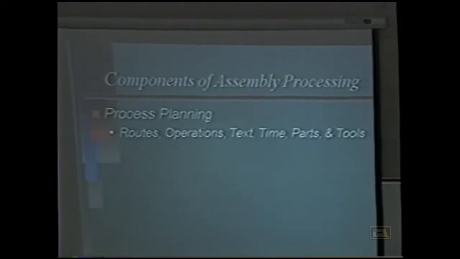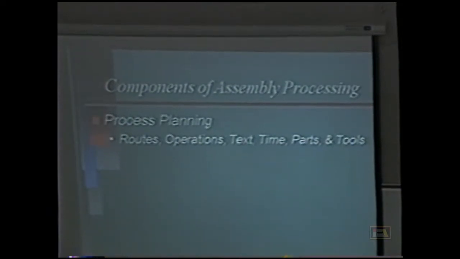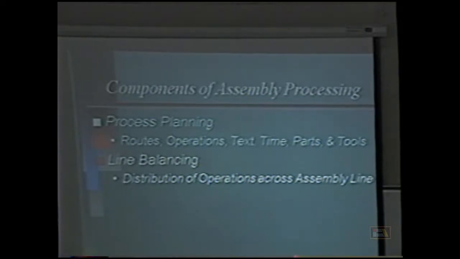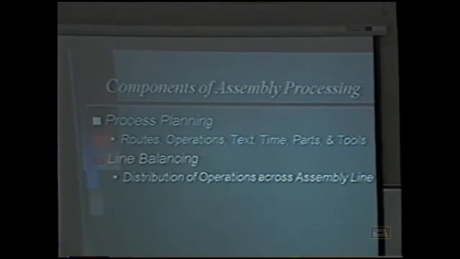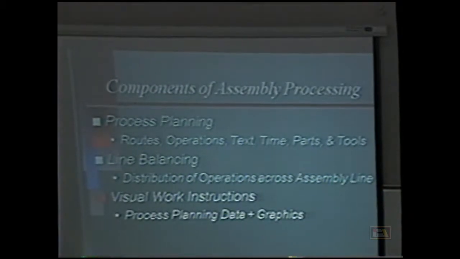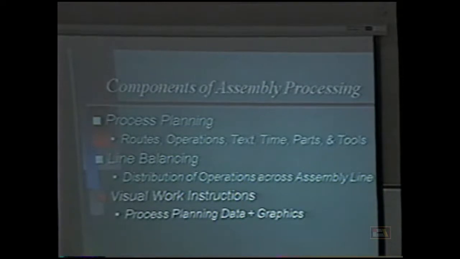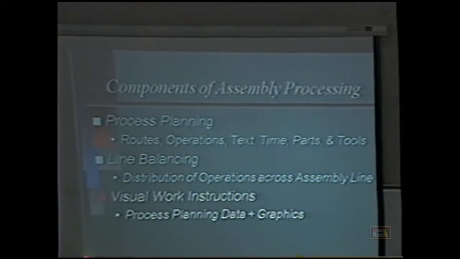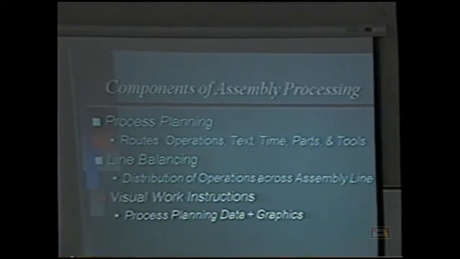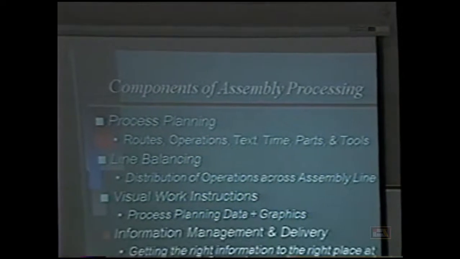Looking at what is assembly process planning, process planning contains the routes, operations, text, time, parts, and tools it takes to perform work on our assembly line. Once we know what that is, then we perform line balancing, which distributes that work along a physical assembly line. In many plants today, we've already started this effort. We're looking at visual work instructions, which is the marriage of some kind of a graphic with that planning data.